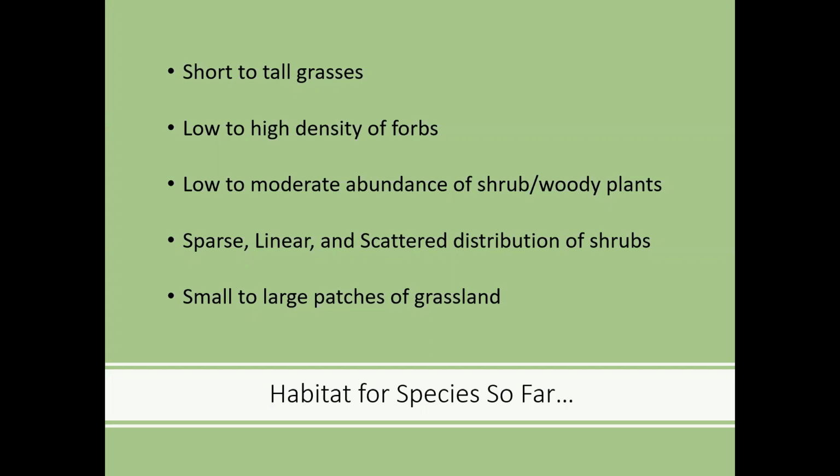So far, we've talked about selection preferences for grassland birds, and they've ranged pretty widely, even some major contradictions between the specifics on what they need. Short to tall grasses, lots of forbs, a few forbs, some woody cover, no woody cover. The distribution of those shrubs is different for a few of the species. And then the size of the patches itself have varied pretty greatly.